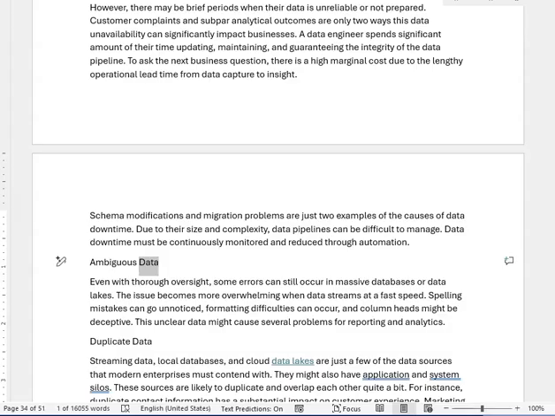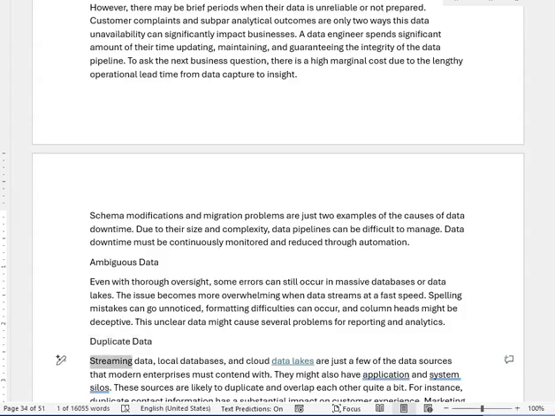Ambiguous data. Even with thorough oversight, some errors can still occur in massive databases or data lakes. The issue becomes more overwhelming when data streams at a fast speed. Spelling mistakes can go unnoticed, formatting difficulties can occur, and column heads might be deceptive. This unclear data might cause several problems for reporting and analytics.